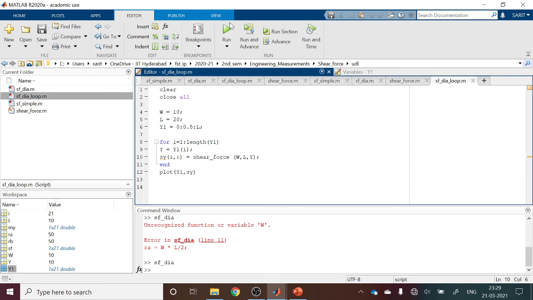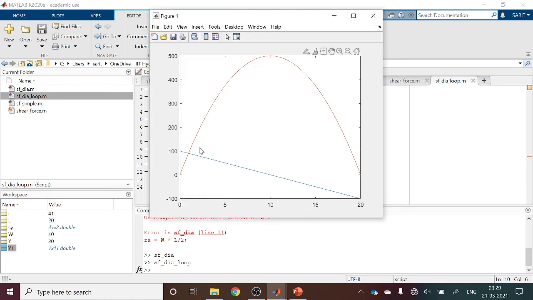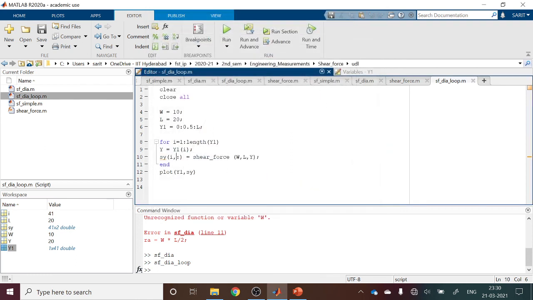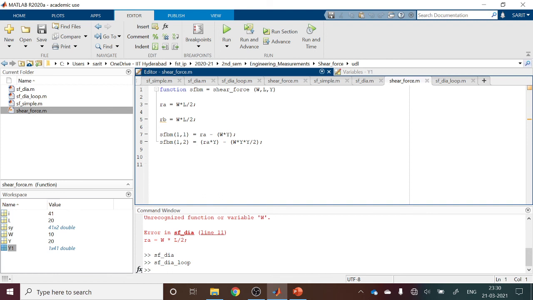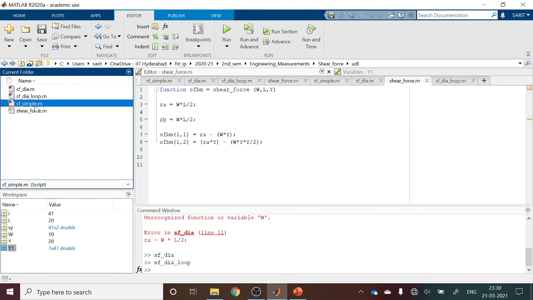Now if you run this, it will again show you the same plot. But here I have not written the entire shear force program, I simply called the function shear force, which is this one. This is the function. So the entire shear force code I have written inside the function. So that's how we completed our second problem of this experiment, that is how to draw the bending moment and shear force diagrams for the UDL case also. So that's how we are completing experiment number 9.